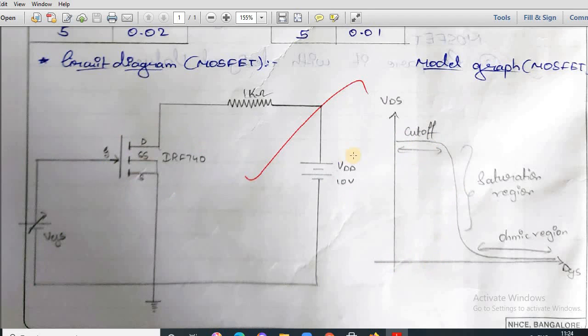It is off. And then slowly as VGS approaches a given value, you can see that the drain to source voltage reduces. This is your saturation region. And for further increase in the VGS voltage, we can see a minimum value of VDS, and that's your ohmic region. So this is how the transfer curve characteristics of MOSFET are going to vary.